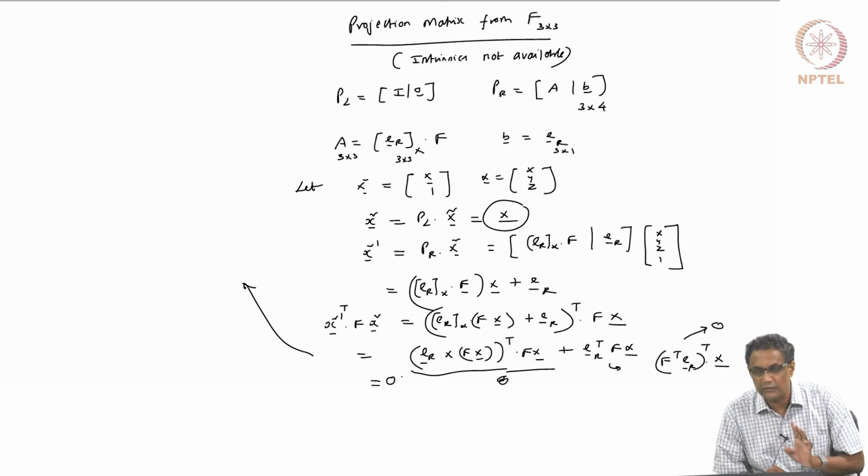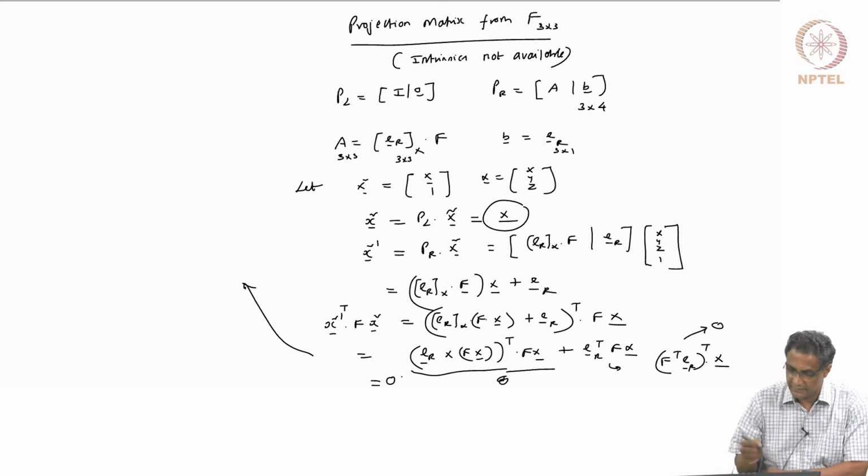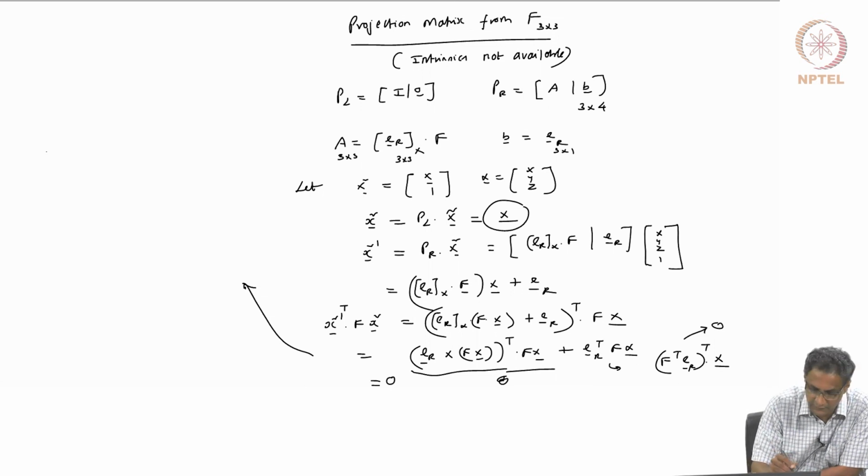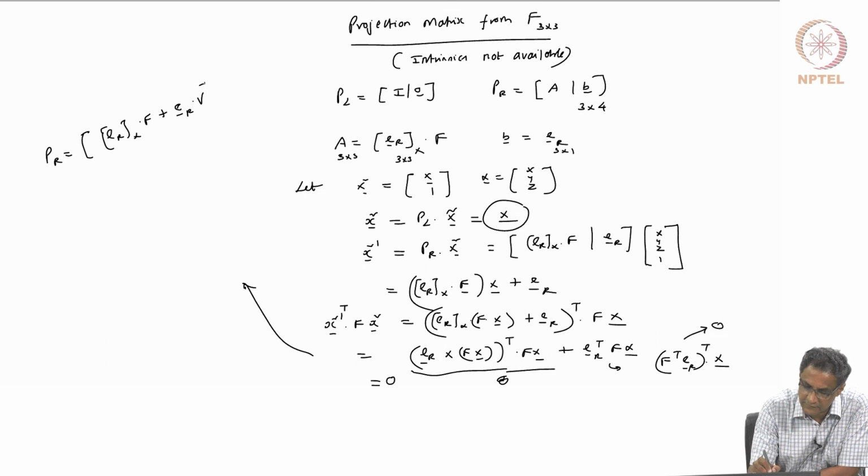In fact, this is not the only choice. In general, one can show that PR can take this form: ER cross F plus ER V transpose, and then lambda ER, your B, where lambda is some constant and V is any arbitrary 3 cross 1 vector.